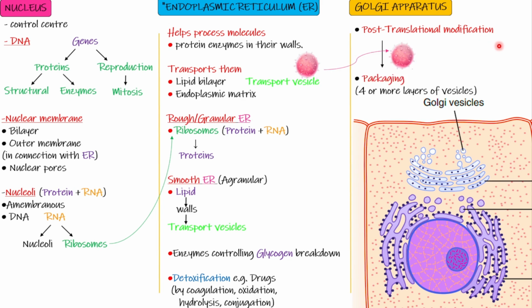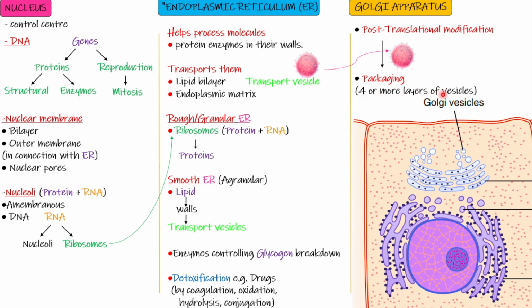So this is how it's done. This transport vesicle is then moved to the Golgi apparatus. Their post-translational modification is done, and after it, proper packaging of these proteins, these enzymes, as these secretions, is done. So if someone asks which organelle is involved in packaging of the substances, you will answer that the Golgi apparatus is involved in packaging, and the packaging is done in a very good manner.